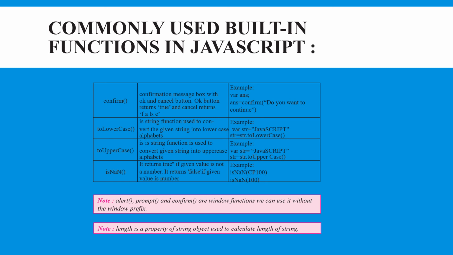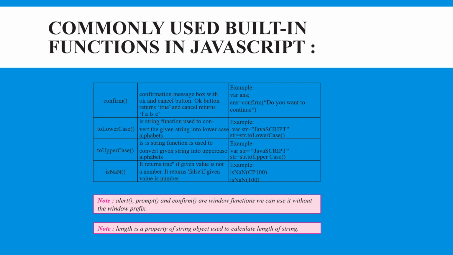The isNaN function returns true if the given value is not a number and it returns false if the given value is a number. It is reverse. So true means the given value is not a number and false means the given value is a number. For example, isNaN("cp100") returns true. isNaN(100) returns false.